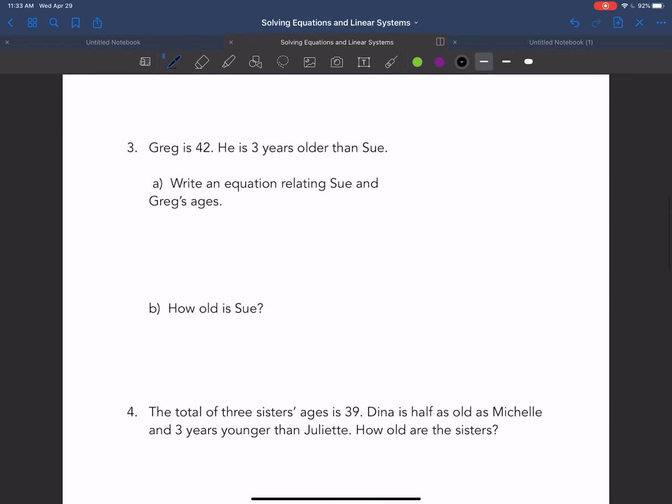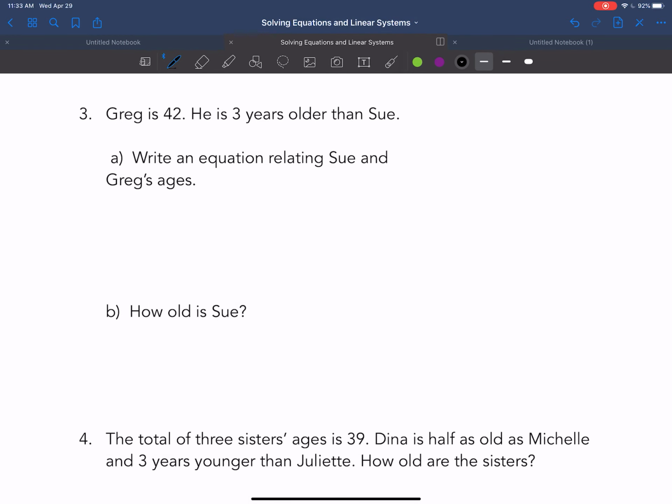Now we're going to move on to word problems and how to take language and turn it into algebra. So I have here Greg is 42. He's 3 years older than Sue. Not exactly a difficult thing to figure out. If Greg is 42 and he's 3 years older than Sue, then Sue must be 39. But what we're practicing here is taking that and turning it into algebra.